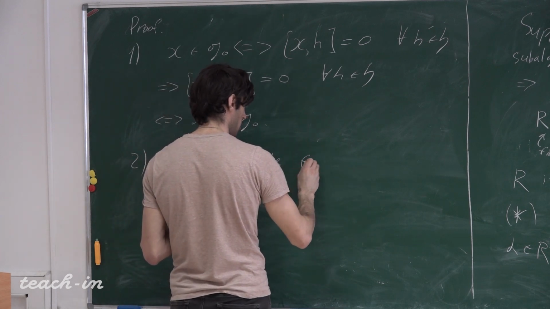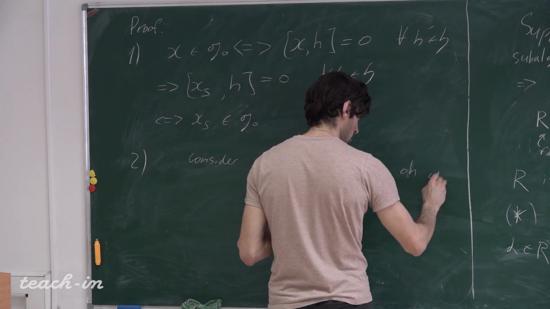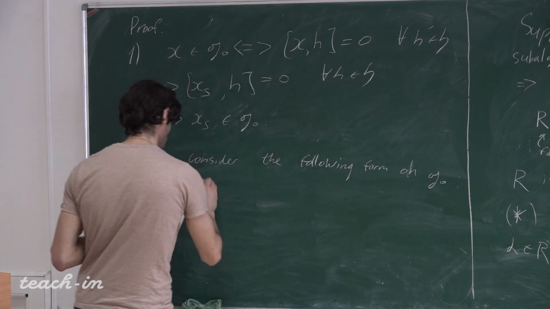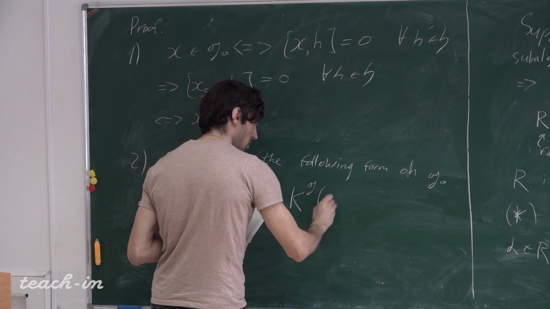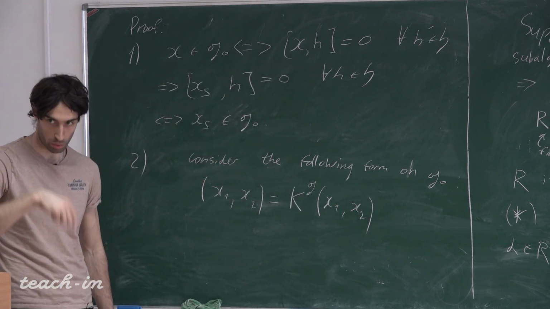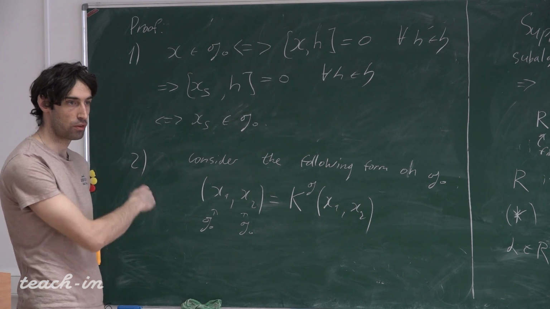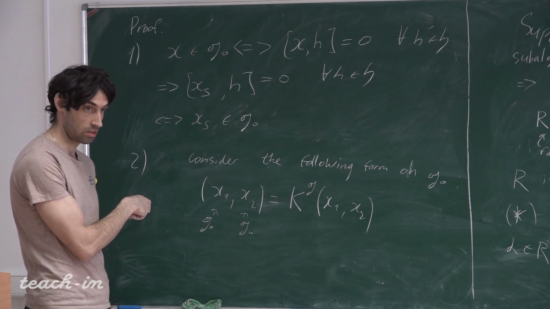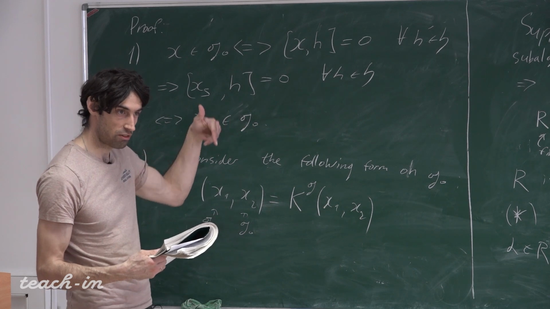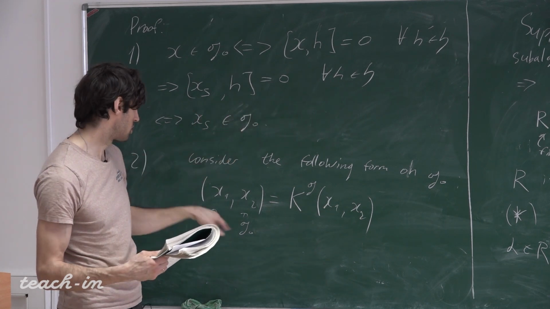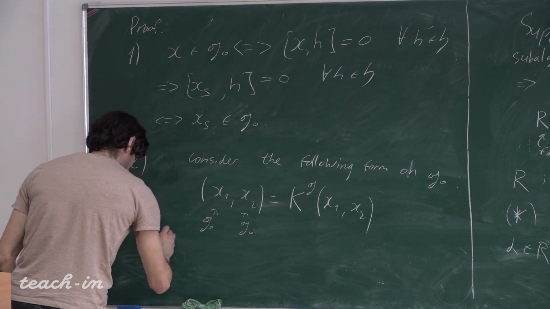on G0. I take x1 and x2, and this is just the restriction of the Killing form on G to G0. So first of all, this form is non-degenerate on G0, because I proved that the restriction of the form to G alpha tensor G negative alpha is non-degenerate. So G0 equals G negative 0, right? Therefore this form is non-degenerate.